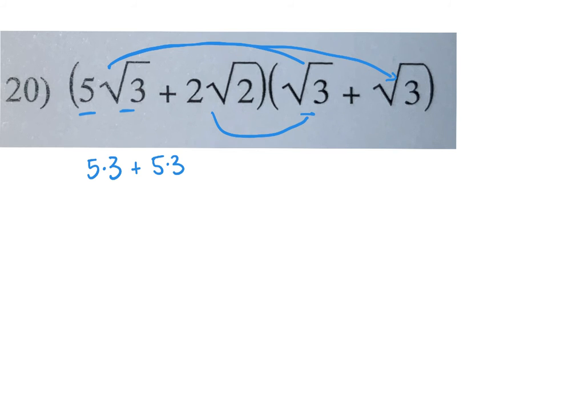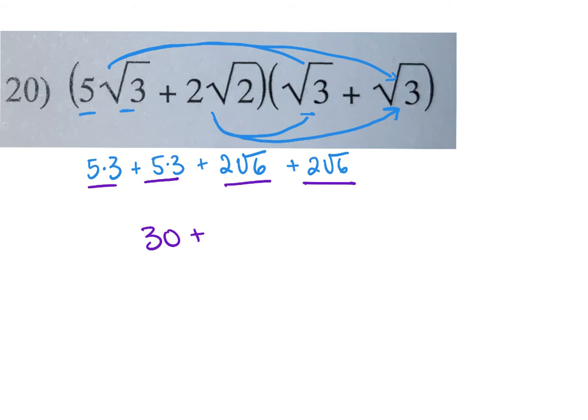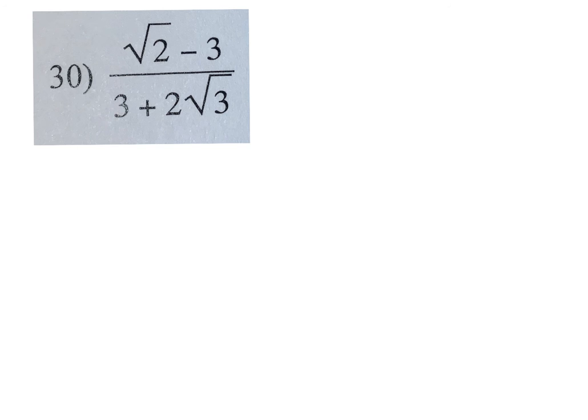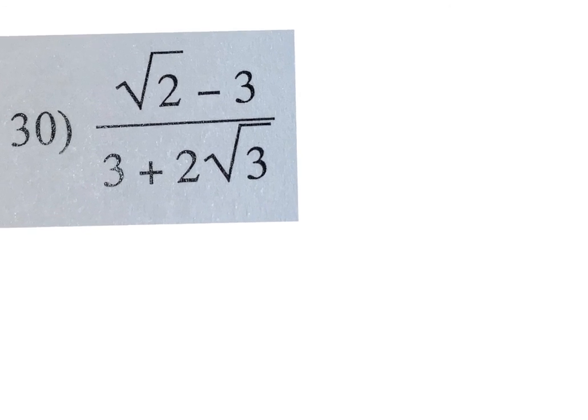2 square root of 2 times square root of 3. The 2 doesn't have anything to multiply by, but the 2 and 3 can multiply, so I have square root of 6. This same group times that square root of 3 again, 2 square root of 6. Combine my like terms, 15 and 15 give me 30. 2 square root of 6, 2 square root of 6 gives me 4 square root of 6. That is my answer. So the whole point of division is really to simplify as much as possible.